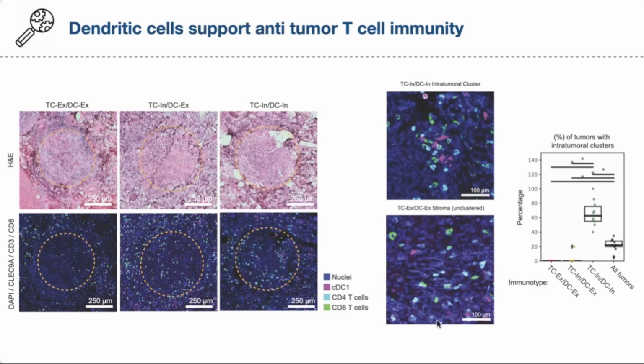And this is in comparison to unclustered cells, as we might observe them more uniformly distributed, for example, in the stroma of a doubly excluded tumor. And we can score the abundance of these intratumoral clusters and see that in our co-inflamed tumors, about 70% of tumors or more are exhibiting this clustered behavior. So we think when we're looking at our immunotypes, we're really also understanding these interacting clusters that are happening on the micro scale.